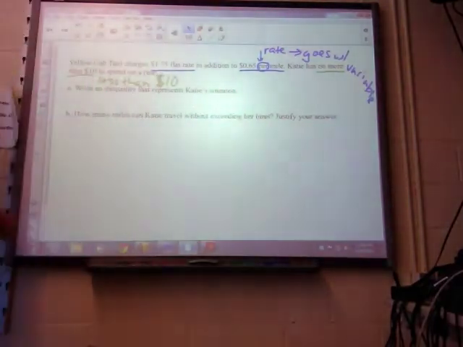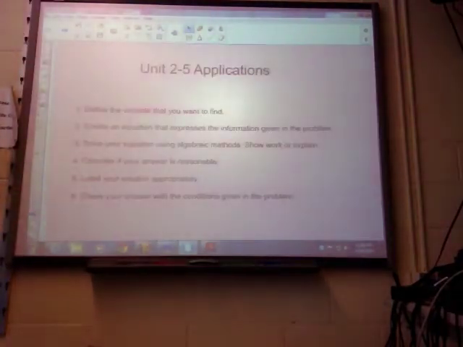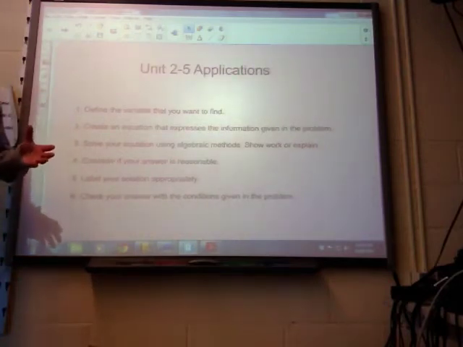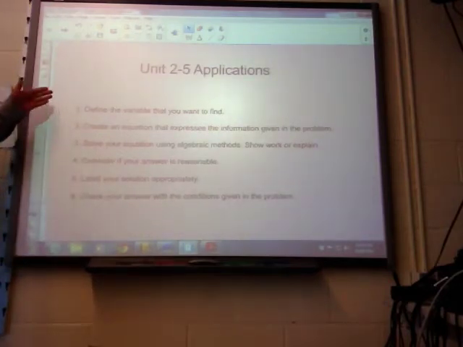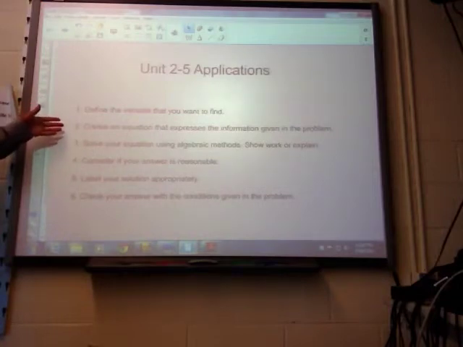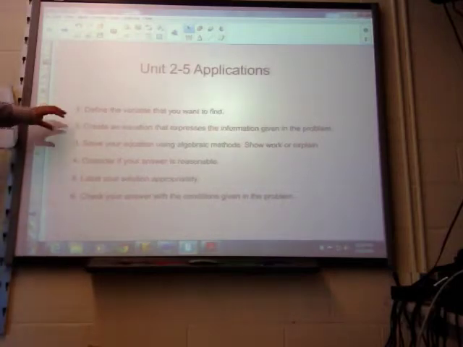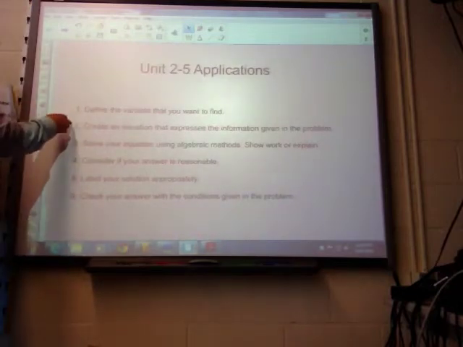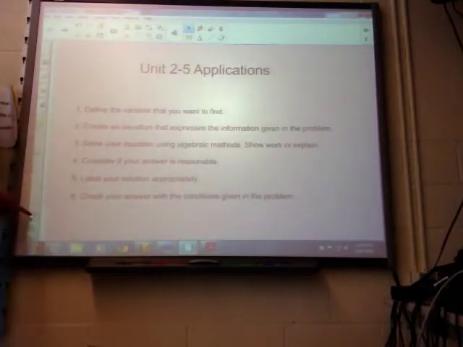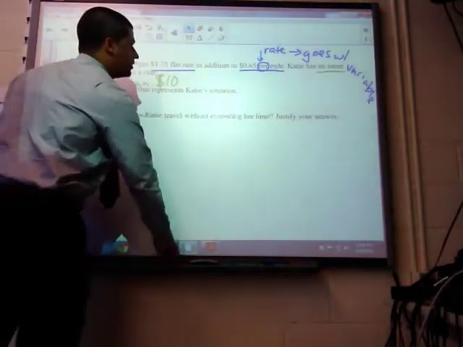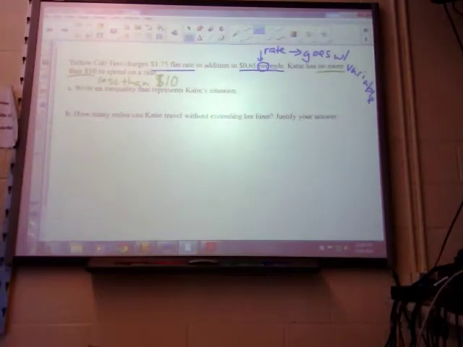So a few simple steps for how we solve these. First, we need to define our variables. So whatever the problem might be about is what we're going to define our variable as. Create an equation or inequality that expresses the information given, solve it, consider if our answer is reasonable, label, and check our answer. So we're going to really focus on the first three of defining our variable, create an equation or inequality, and solving our equation or inequality. So for the first one, we need to write an inequality, but we don't know what to write it about unless we define our variable.